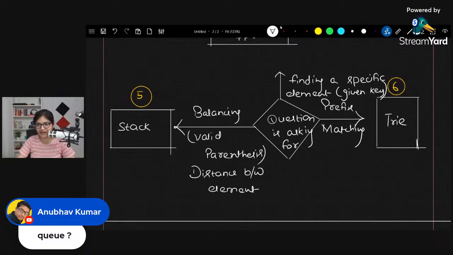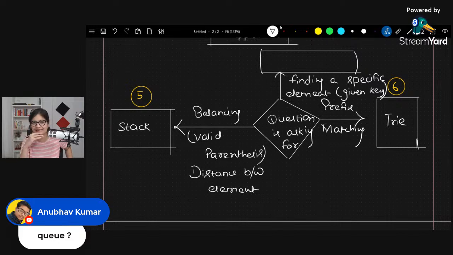Any response can I get? If the question is asking for finding a specific element given key, think over it. So simple, not at all difficult. These are the valuable things which you should know after learning complete DSA. If you know at what point of time, what particular data structure or algorithm I will apply, then only it will make sense to learn these stuffs.